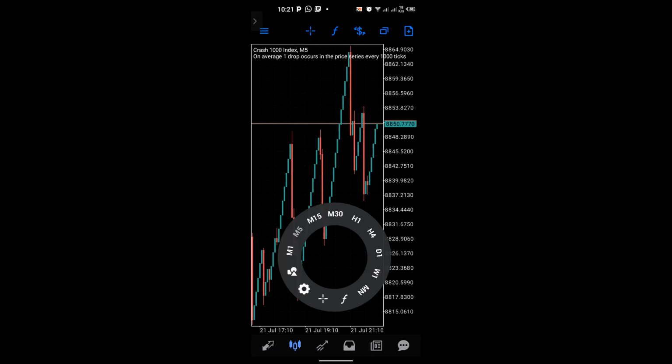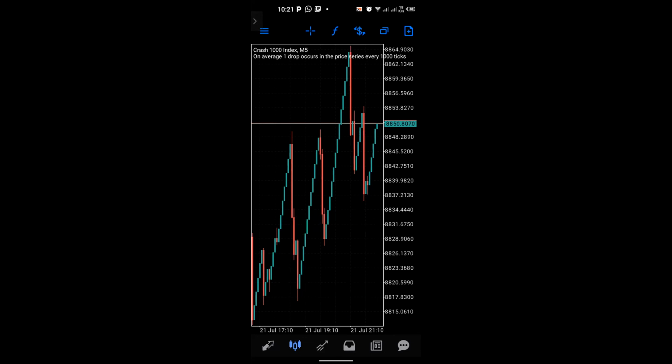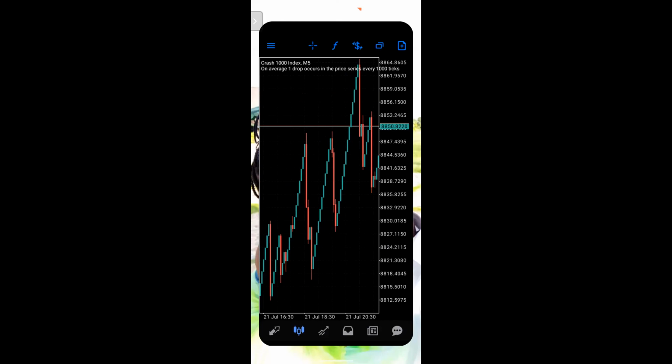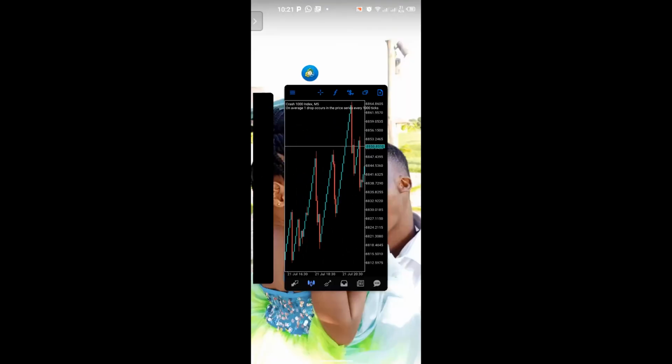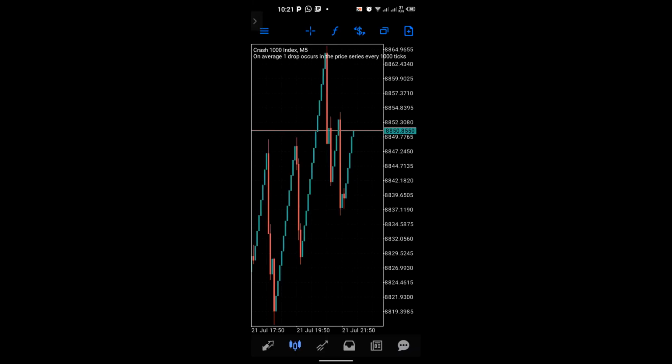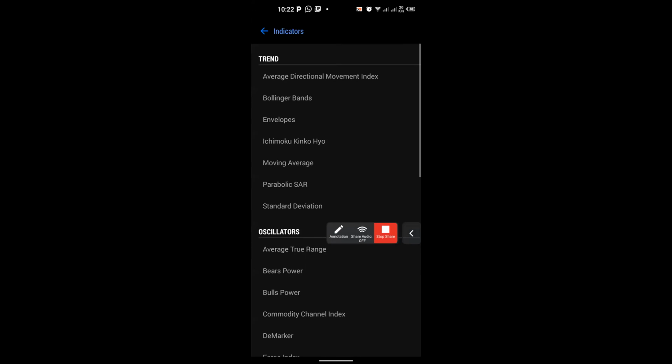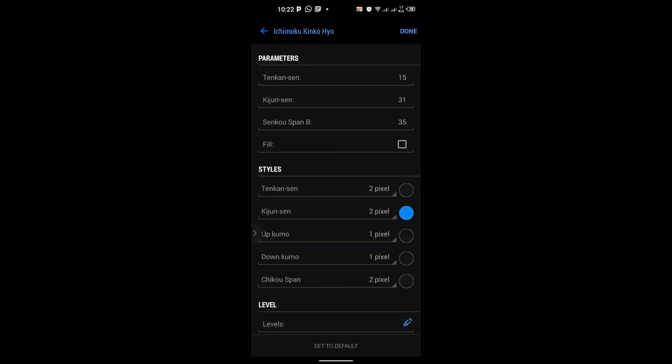Somebody should tell us how we add Ichimoku. Basically the same step. Click on the F. Yes. Okay, so F. And Ichimoku, then, Ichimoku Kinko Hyo is under the trend. Yes.